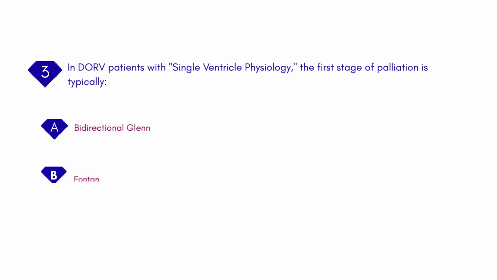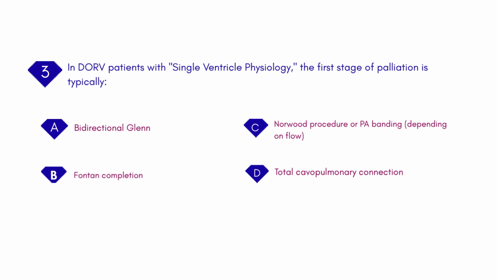In DORV patients with single ventricle physiology, the first stage of palliation is typically: A. Bidirectional Glenn. B. Fontan completion. C. Norwood procedure or PA banding, depending on flow. D. Total cavopulmonary connection. Answer: C. Norwood procedure or PA banding, depending on flow.